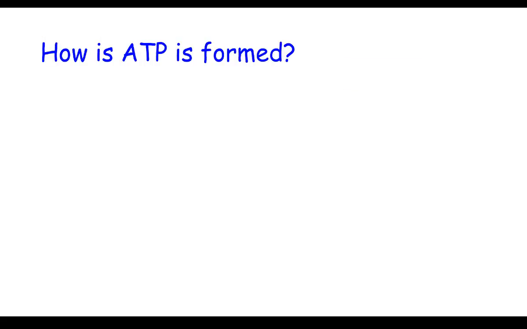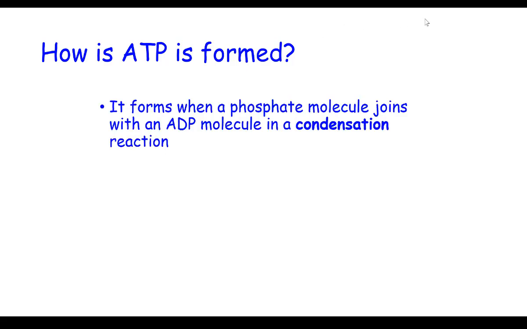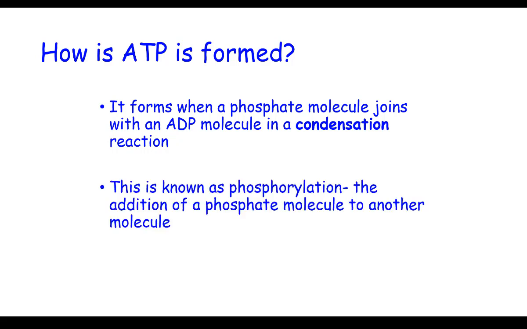So the next part then is how is ATP formed? Well, ATP is formed in this way. It forms when a phosphate molecule joins with an ADP molecule in a condensation reaction. Now remember, condensation reaction means that water is removed from molecules. This is known as phosphorylation, which is the addition of a phosphate molecule to another molecule. So in this case, we are phosphorylating an ADP molecule to make ATP.